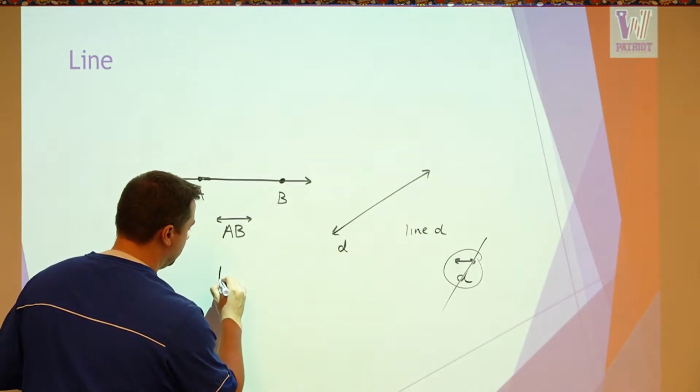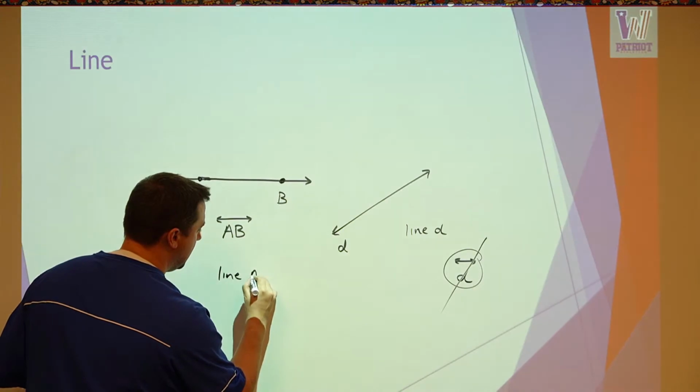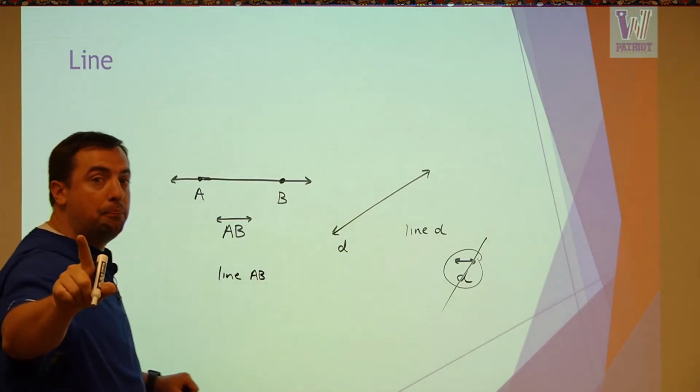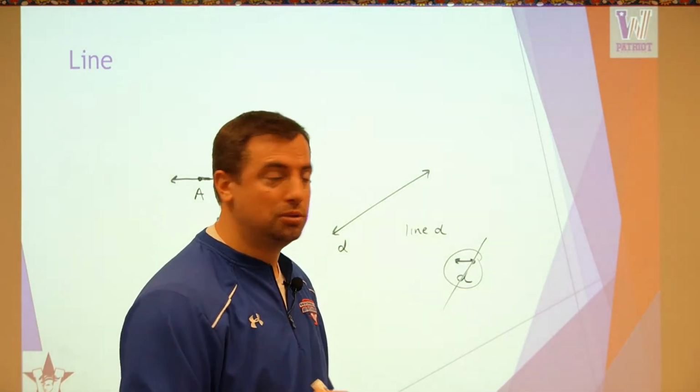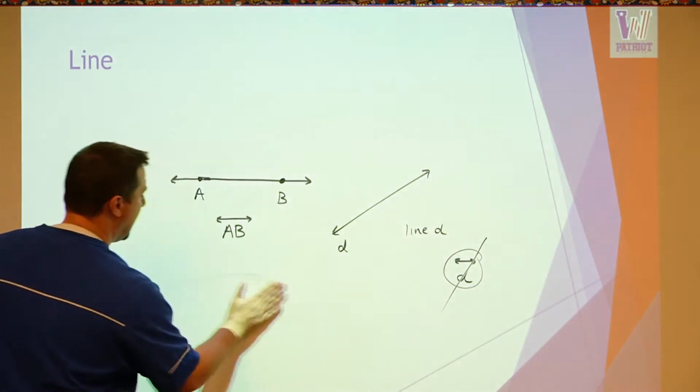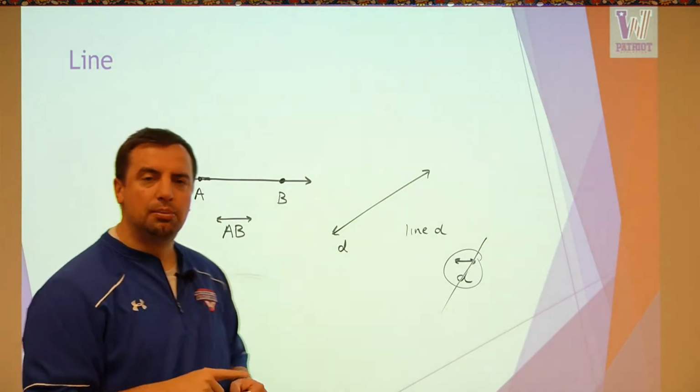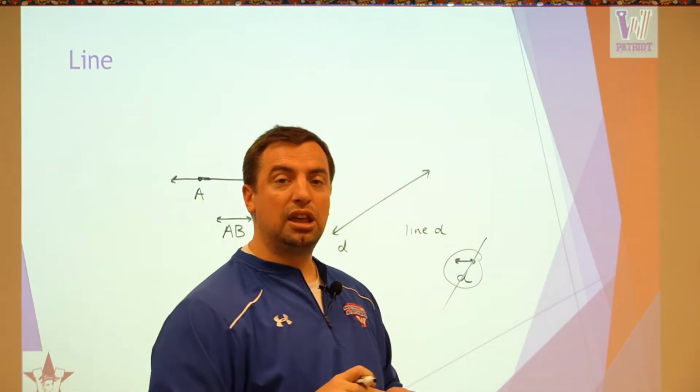You could write over here if you want line AB. That's okay. But you know what every single one of your geometry teachers is going to ask you to do? Not write it like that. Write it like this. Use the symbol, okay? So those are lines.